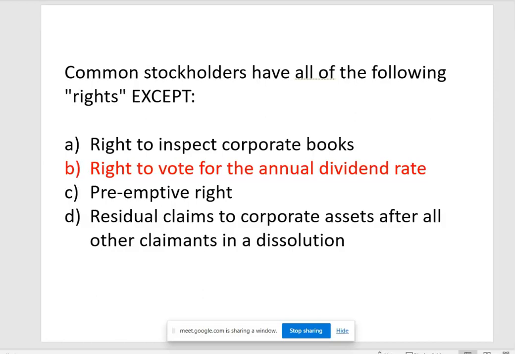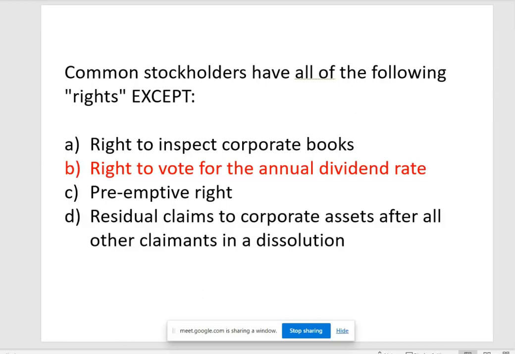They do have the right to inspect corporate books, though, but fortunately, you don't have to go marching into company headquarters and say, I demand to see the books, because they will send them to you. You'll get your annual reports from them. You do have preemptive rights. If the company issues more shares of stock, you as an existing shareholder get the first right of refusal on those newly issued shares. You get first chance to buy them in a rights offering.